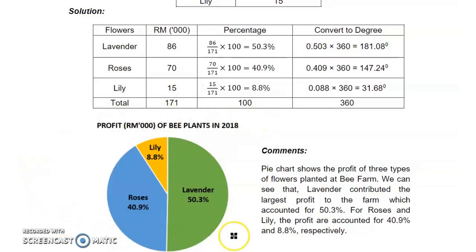So in a graph, make sure in labeling, your marks will be on title and labeling. So remember when we draw a pie chart, the label that we need to put here is the percentage, not the degree of each sector here.